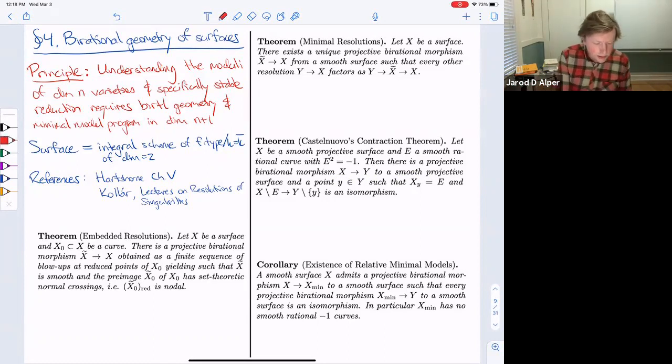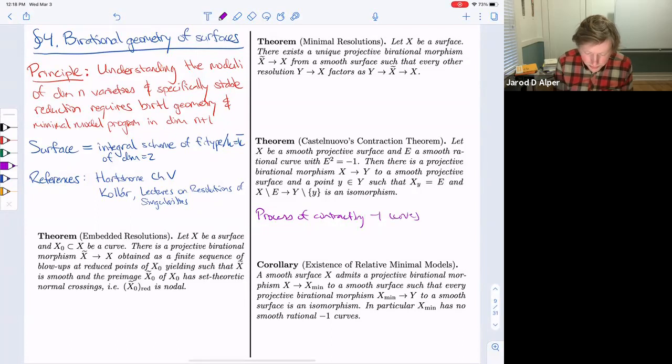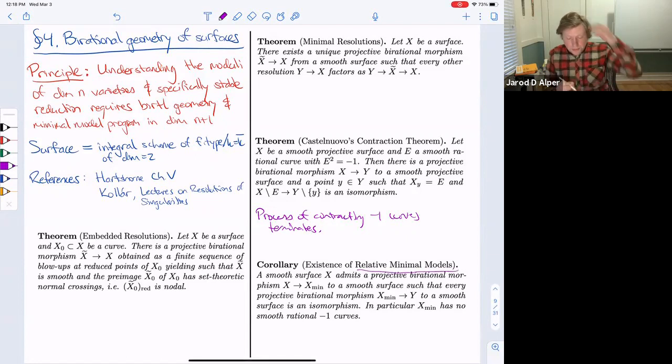If you can show this, you can show that the process of contracting -1 curves terminates. What you arrive at, when you contract all the -1 curves, is what's called the relative minimal model. So given a smooth surface, contracting all of the -1 curves gives you the relative minimal model, which in particular has no other smooth rational -1 curves. So these are the results that we're going to be applying.